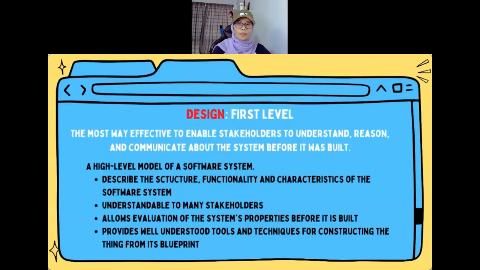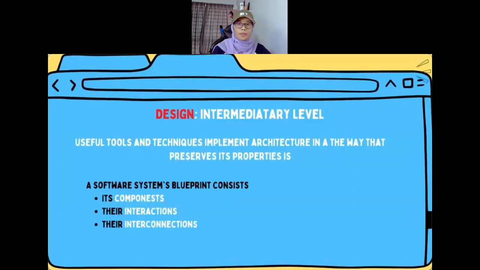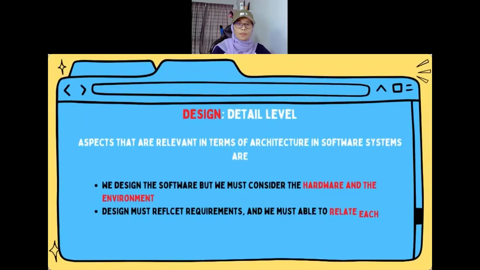Understandable to many stakeholders. Allow evaluation of the system properties before it is built. Provides well-understood tools and techniques for constructing the thing from its blueprint. Intermediary level of design: useful tools and techniques to implement architecture in a way that preserves its properties. A software system blueprint consists of its components, their interaction, their interconnection. Design detail level.